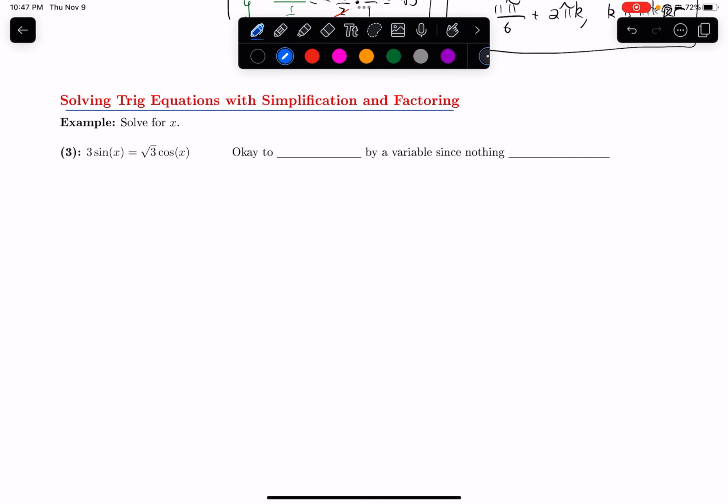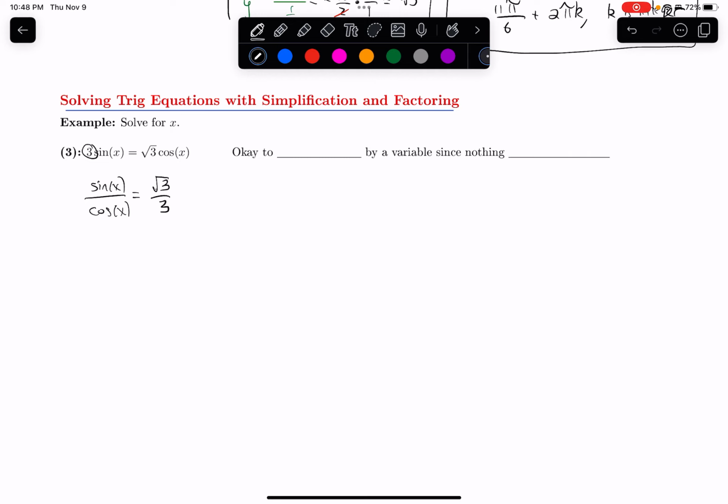So I have the equation 3 sine x equals root 3 times cosine x. To get this one started, I'm going to try to move all the trig functions to one side. So I am going to take this cosine x term and move it to the other side by dividing it. That'll give me sine x over cosine x. And I'm also going to take this 3 and divide it over to the other side. So that gives me root 3 over 3 on the right.